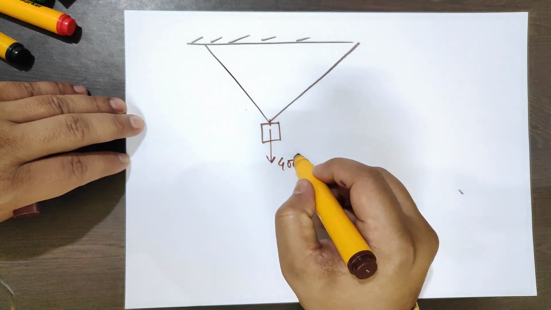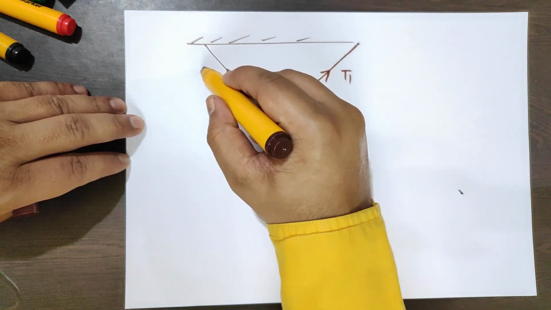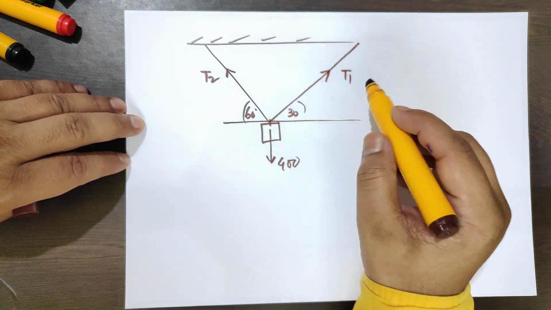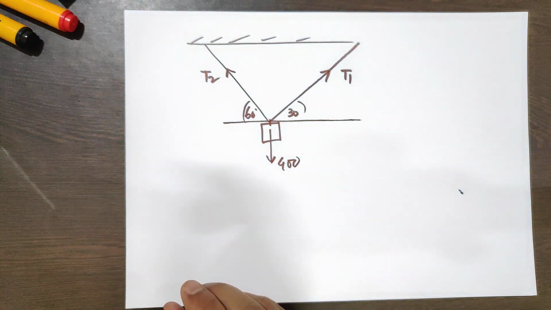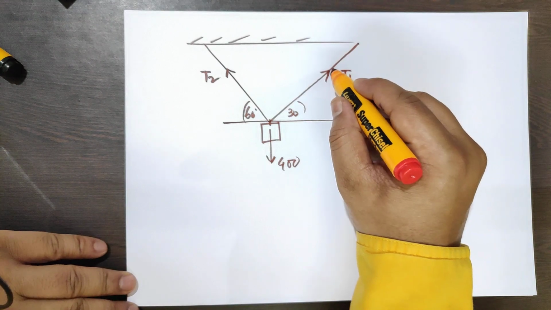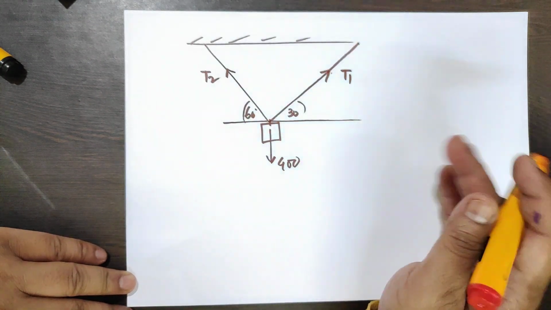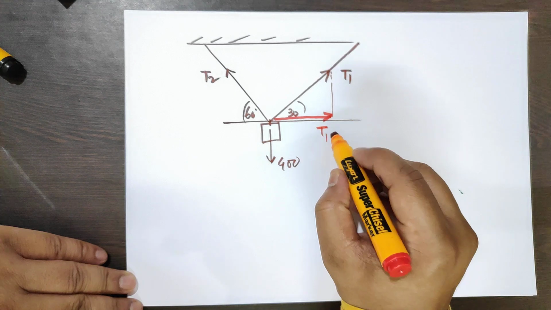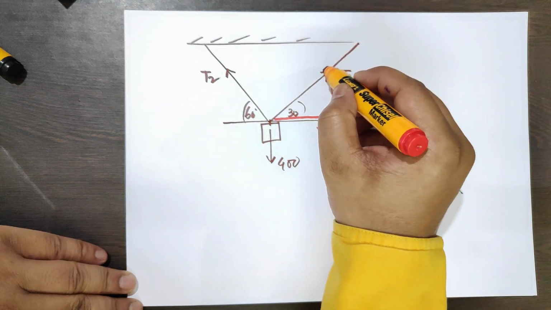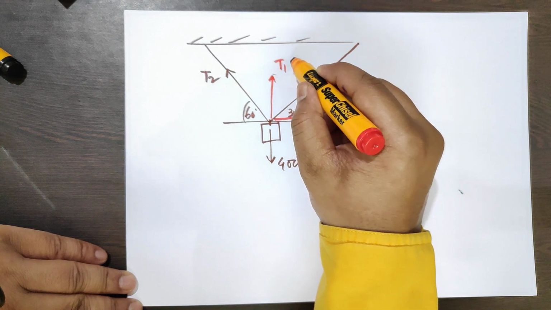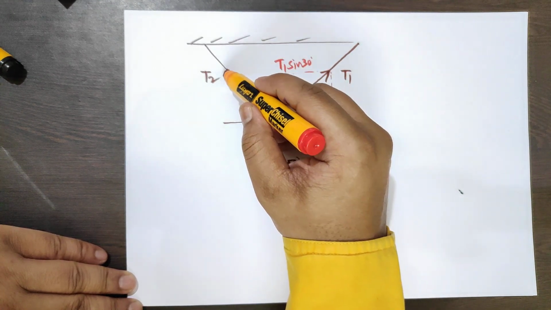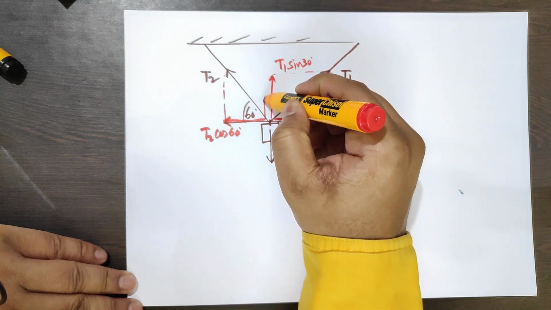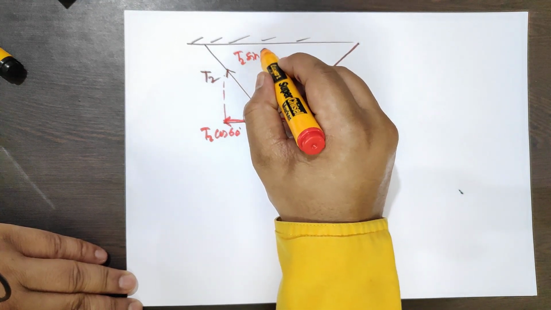So this is 400, that's T1, this is T2, and these angles are given: 30 degree, and this is 60 degree. Okay, so we will resolve it into components and then add. Here I won't use that i cap and j cap again, I'll do it in a shorter way. So these components become T1 cos 30 and T1 sin 30, and T2 cos 60 and T2 sin 60.